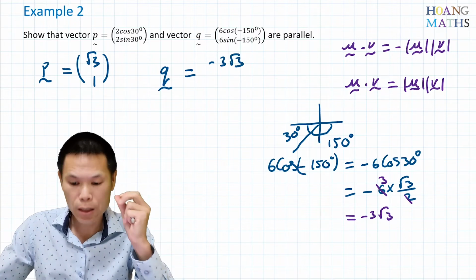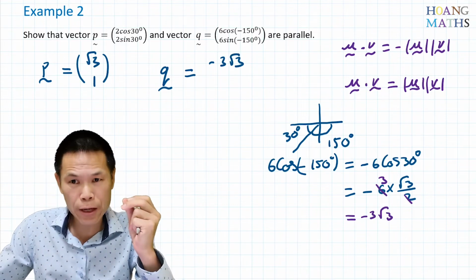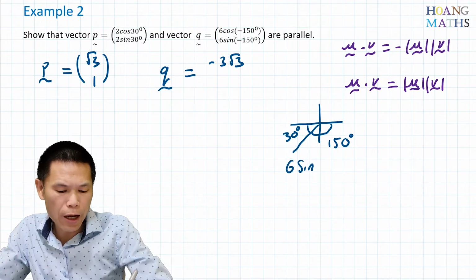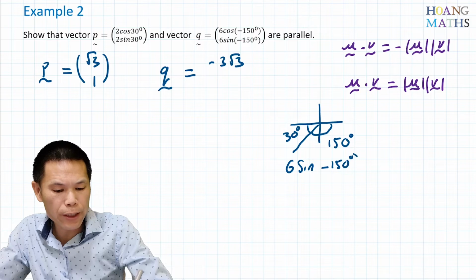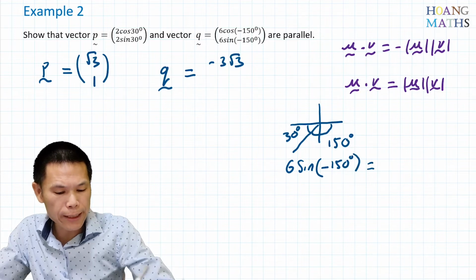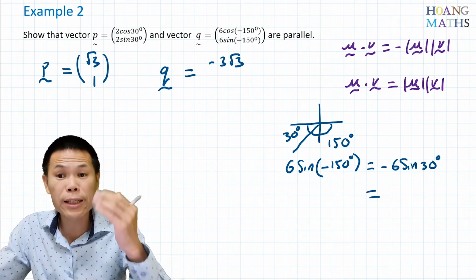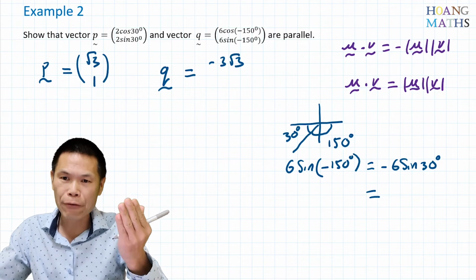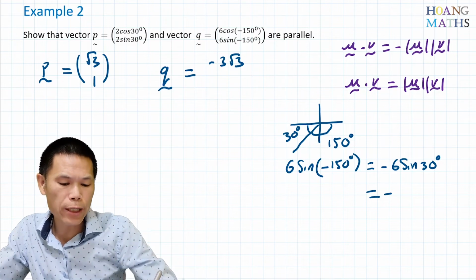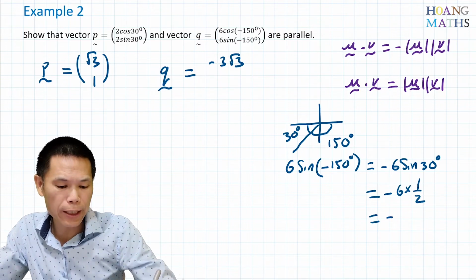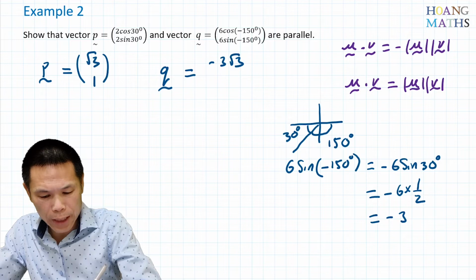Now let's work out 6 sine of negative 150 degrees. This is exactly the same as negative 6 sine of 30 degrees. Now we know that sine of 30 degrees is a half, so that is equal to negative 6 times a half. A half of 6 is 3, so the answer is negative 3.